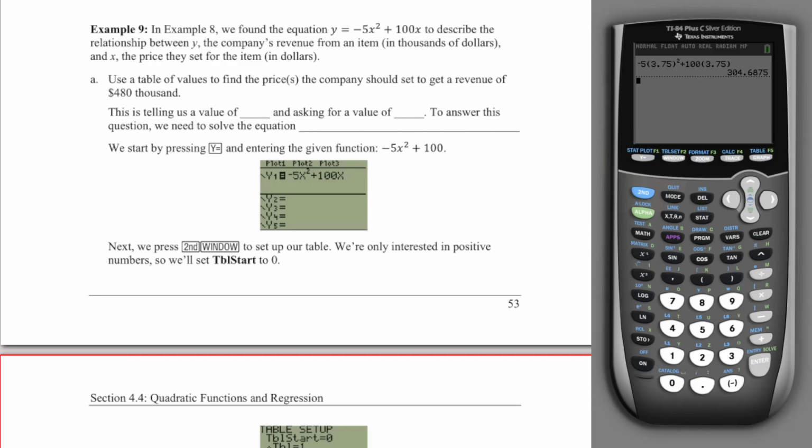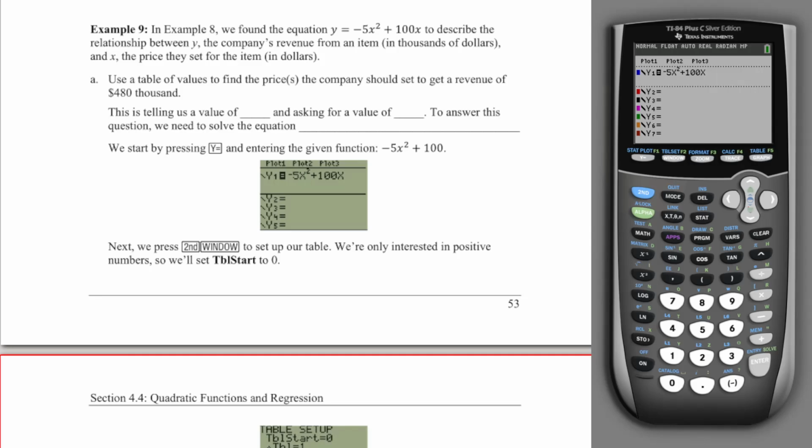So first we go to y equals, and we already stored that equation. I'm going to delete the plus 0. We have the equation y equals negative 5x squared plus 100x already entered on the calculator. And this gives us the company's revenue from an item in thousands of dollars as a function of the price they set in dollars.